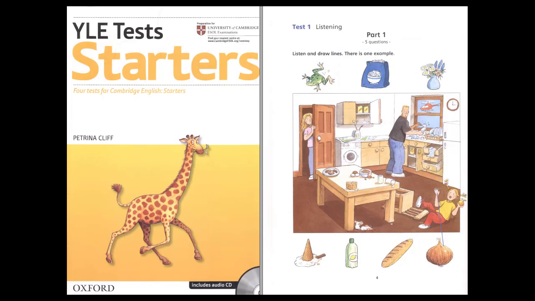Look at Part 1. Now look at the picture. Listen and look. There is one example. Can you see the onion? Yes. Can I put it in the girl's hand? Okay. Put the onion in the girl's hand, then. Right. Can you see the line? This is an example. Now you listen and draw lines.